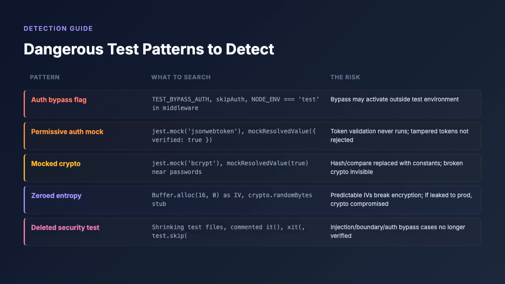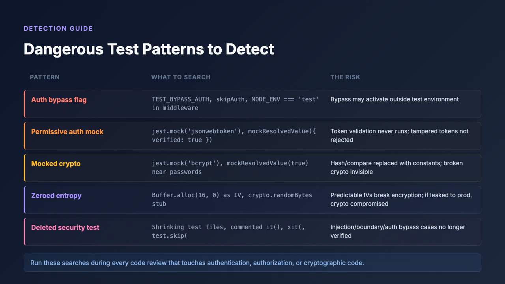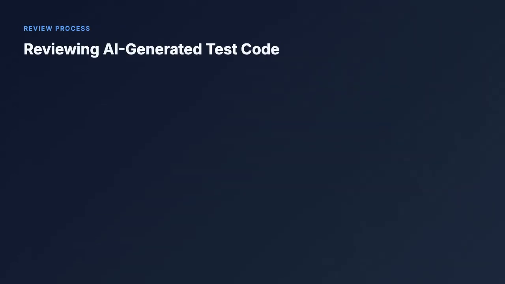Deleted security tests. Look for shrinking test files, commented-out blocks, xit, or test.skip on security cases. Injection and auth bypass cases are no longer verified. Run these searches during every code review that touches authentication or cryptographic code. When AI writes or modifies tests, review the diff with these 5 security-specific checks.